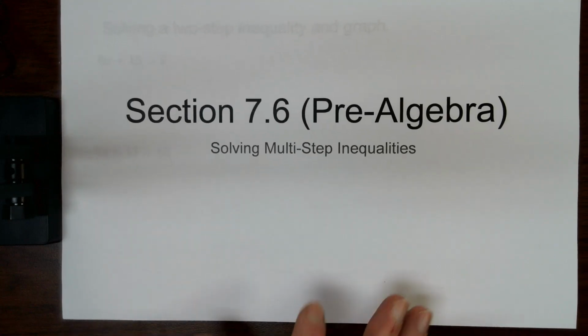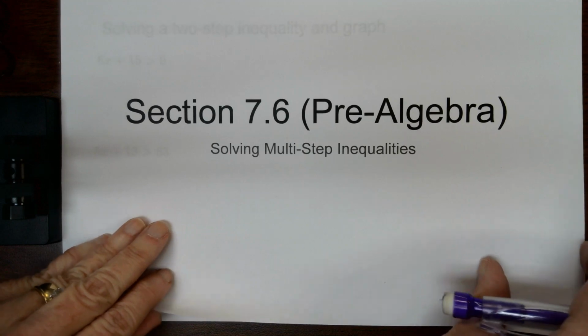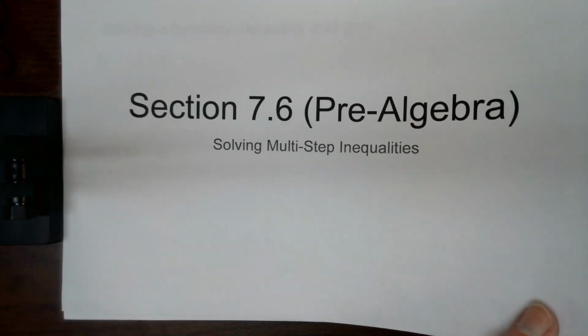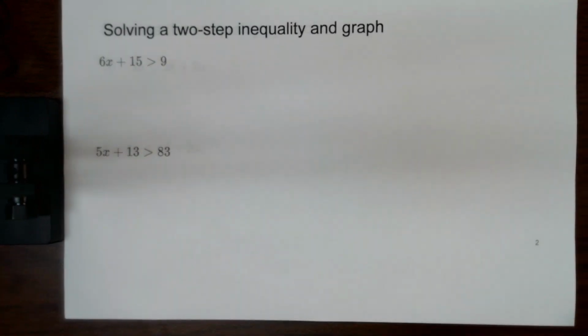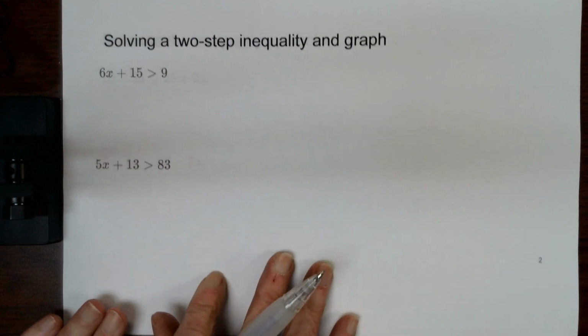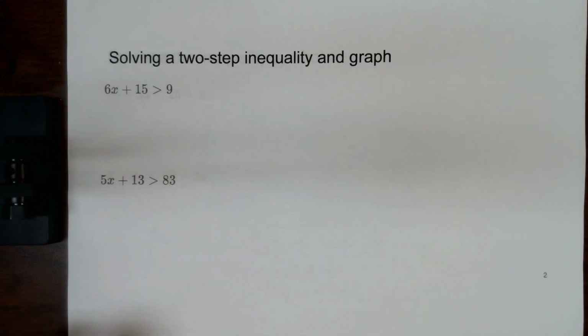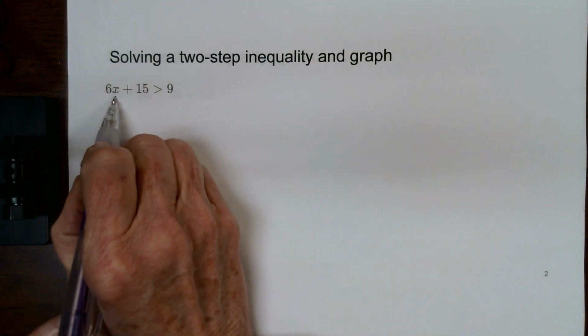Section 7.6 is solving multiple step inequalities. So they're going to involve addition, subtraction, multiplication, or division, and a combination of those. So we've done these before. We're going to solve and graph. We want the x by itself.